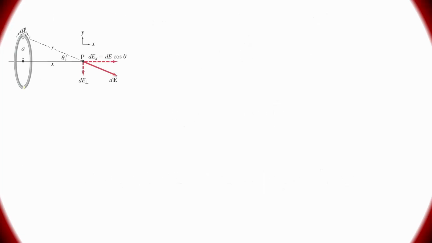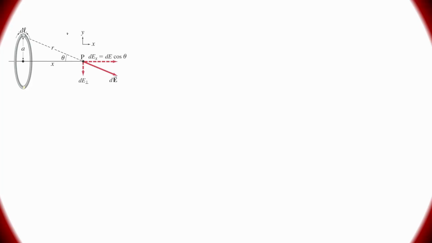Here is a nicer drawing with a nicer looking ring of radius a. We are concerned with the electric field at a point P, which lies along the axis running through the center of the ring. This is going to be quite a bit simpler than some point off axis here, because we're going to have a bit of symmetry.